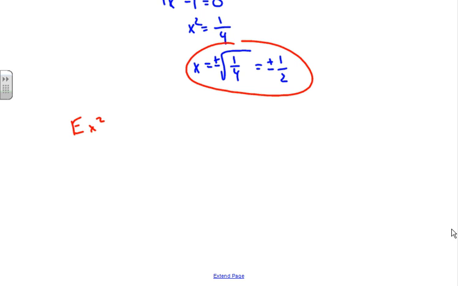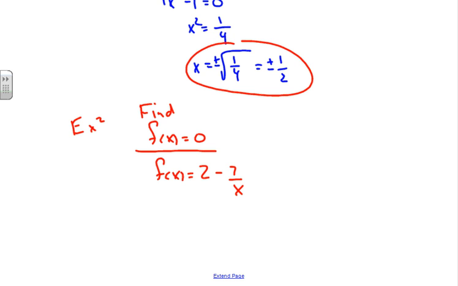If we had, for example, a function, and we're asked to find the zeros of this, so that's what we're doing. That's our goal. And we have f of x equals 2 minus 7 over x. Now, in this problem, we're going to set this equal to 0 again. But the key in this problem is that we're going to solve this using algebra. You notice that we have a rational function.